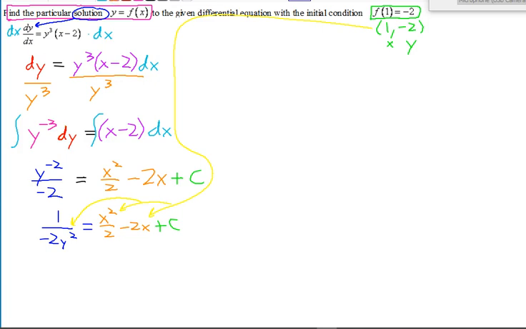So we do that. I'll put it right here. So I have 1 over negative 2, y is negative 2, so negative 2 squared equals, x is 1, so 1 squared over 2 minus 2 times 1 plus c. And now let's solve this for c. So let's see, that negative 2 squared would be 4 times negative 2 is negative 8, so this is negative 1/8 here. Equals 1 squared is 1 over 2 minus 2 plus c. So we have negative 1/8 equals 1/2 minus 2. Well, that's like minus 4/2. Gives you negative 3/2.